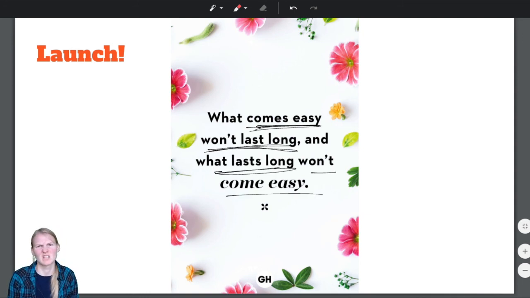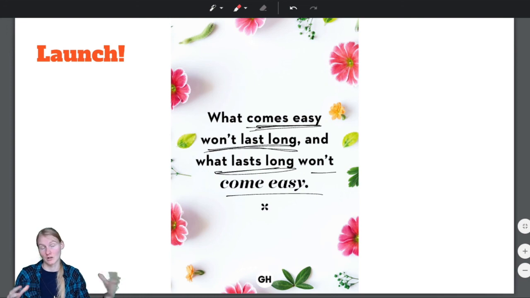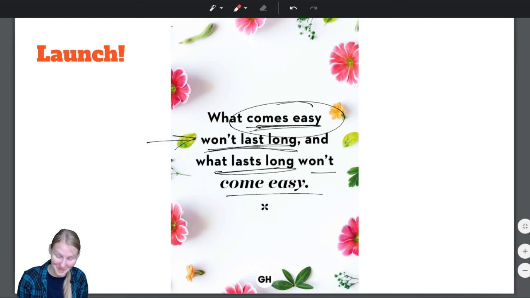And you want things that last long. You want a relationship. You want love that lasts a long time. You want knowledge and understanding that lasts a long time. So, if it doesn't come easy, that's okay. It probably shouldn't come easy if you want it to last a long time. So, work hard. Don't be sad if it doesn't come easy. Keep working hard and be proud of yourself for working hard, because it's gonna last a long time.